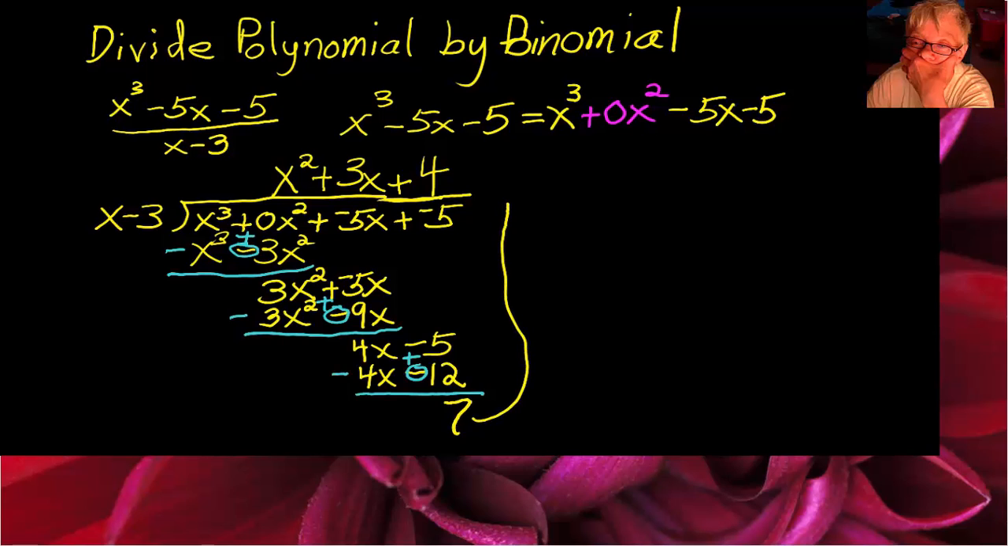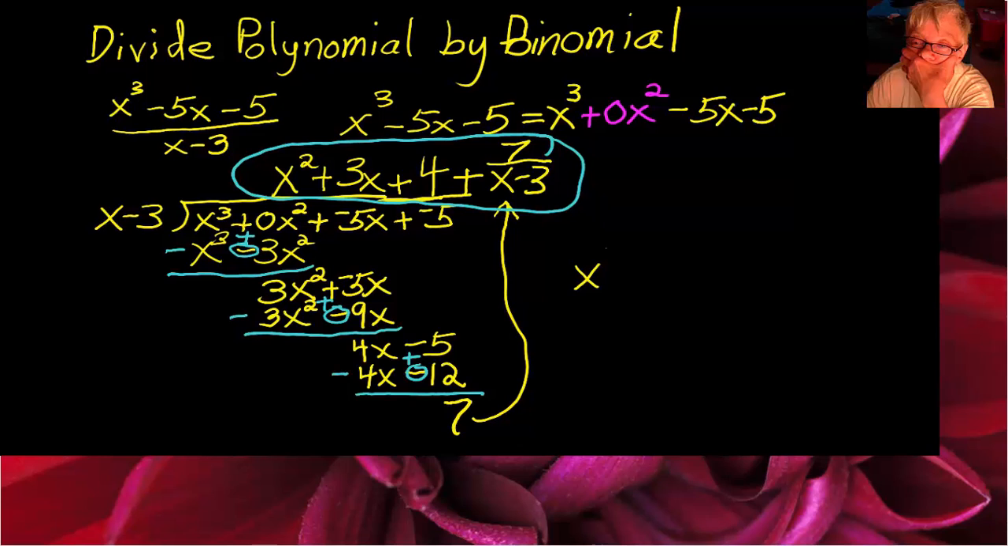You have a remainder, and so you show that remainder by adding the remainder divided by the divisor, that is 7 divided by x minus 3. And that's going to be your answer. Let's write it again. X squared plus 3x plus 4, plus 7 divided by x minus 3. And we did it.